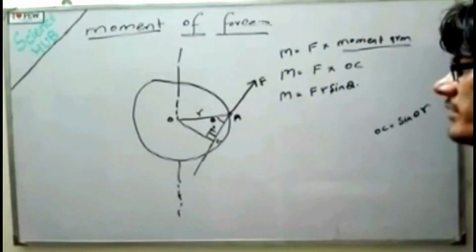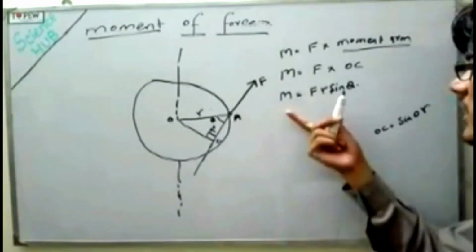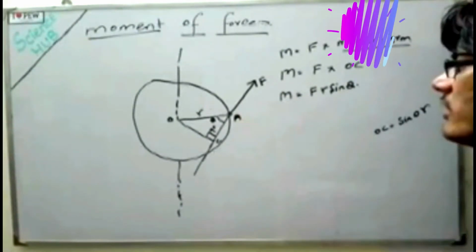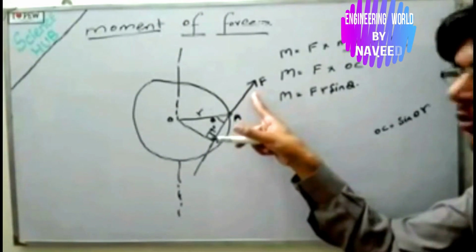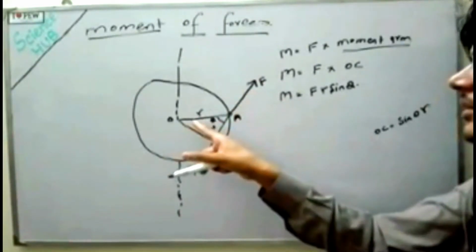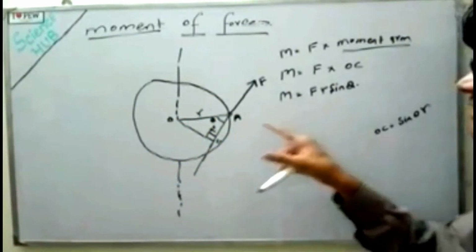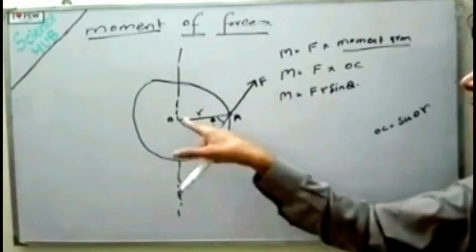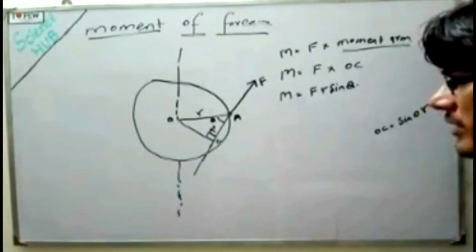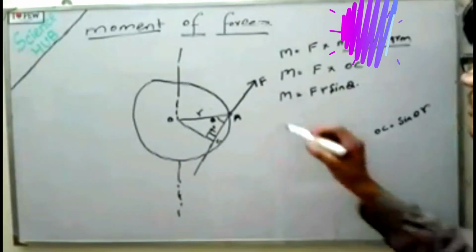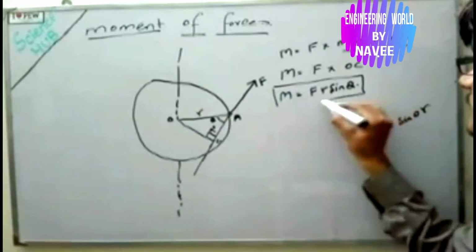So this is the final equation for finding the moment of force. The moment of force for this figure will be equal to the magnitude of force, the magnitude of the distance OA, and the sine of the angle theta which the force makes with the OA line. So this will give us the moment of force.